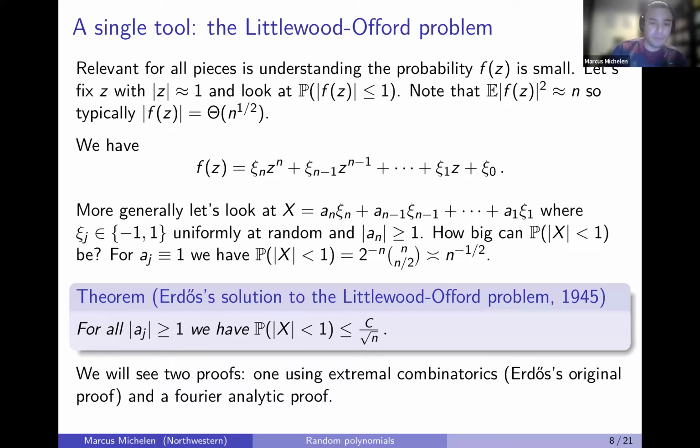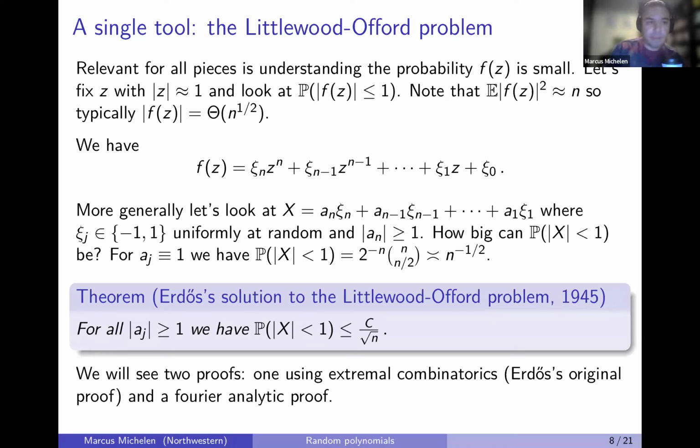We're going to see two proofs that are totally orthogonal to each other. One is extremal combinatorics, which is Erdős' original proof, and the other is a Fourier analytic proof. I also want to mention that Littlewood and Offord originally proved this with a polylog loss, in trying to understand the number of real roots of a random polynomial. So this was exactly the Littlewood-Offord paper I referenced earlier.